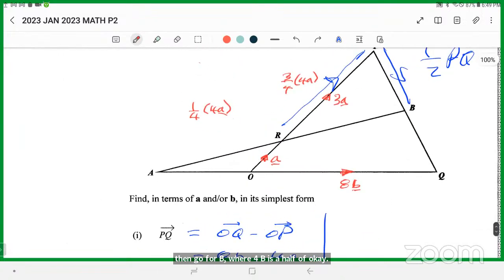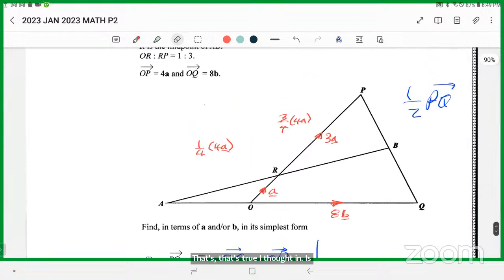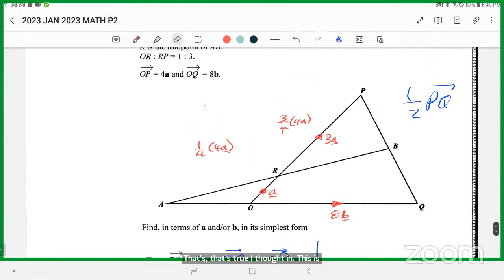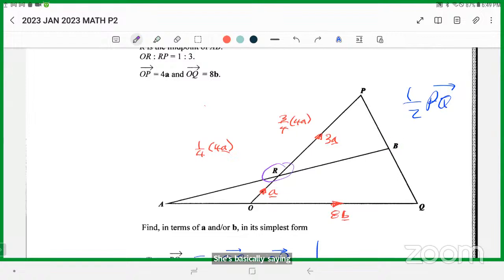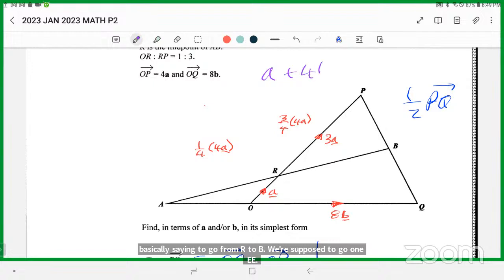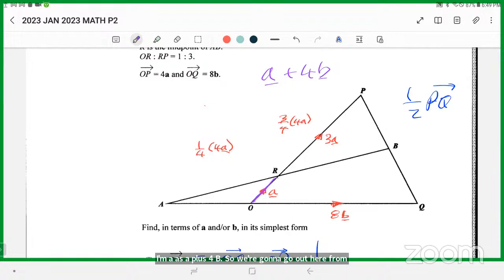Let's draw it out in purple. This is basically saying that to go from R to B, we're supposed to go 1A. A, remember, is A plus 4B, that's the answer. So we're going to go 1A from here. This is the length of an A right here, so that could transfer to this length of an A up here. That's an A.